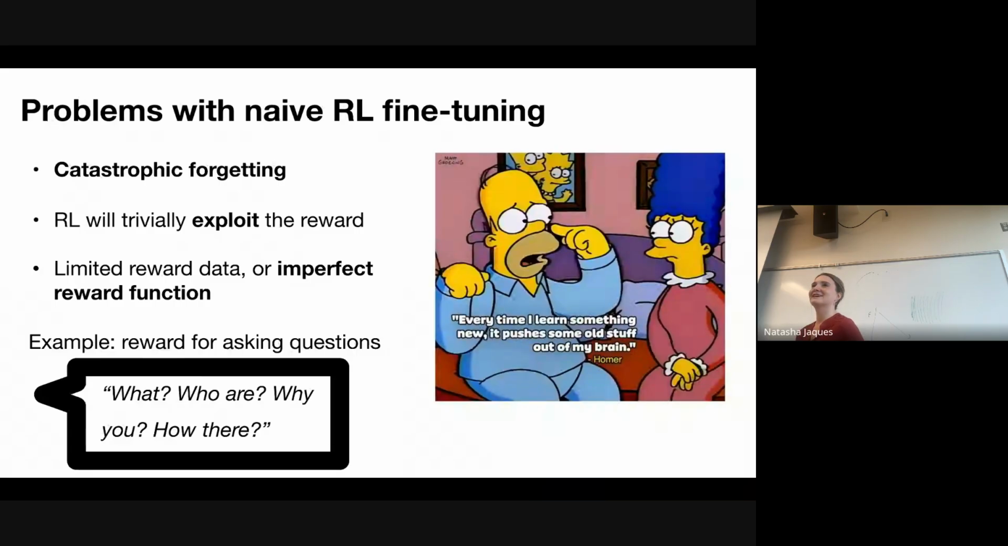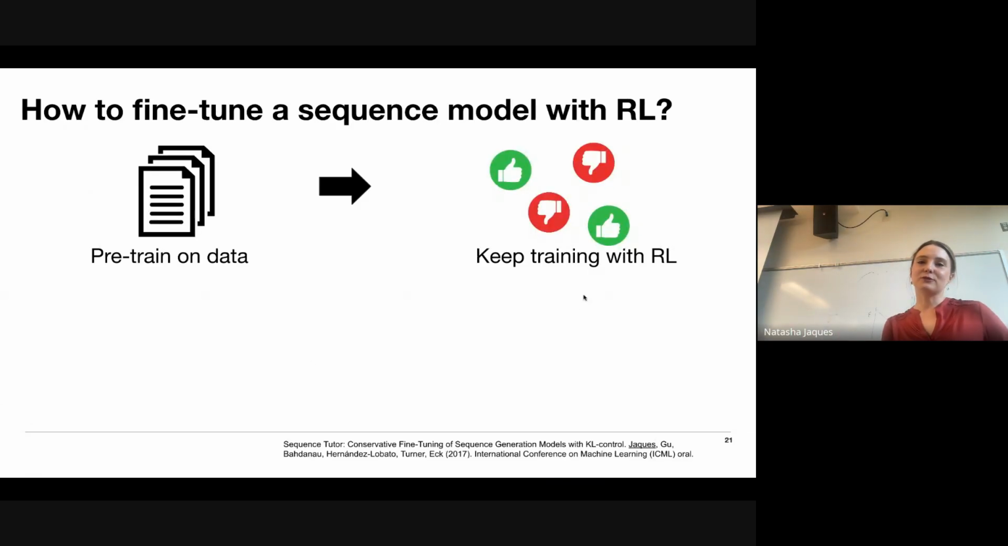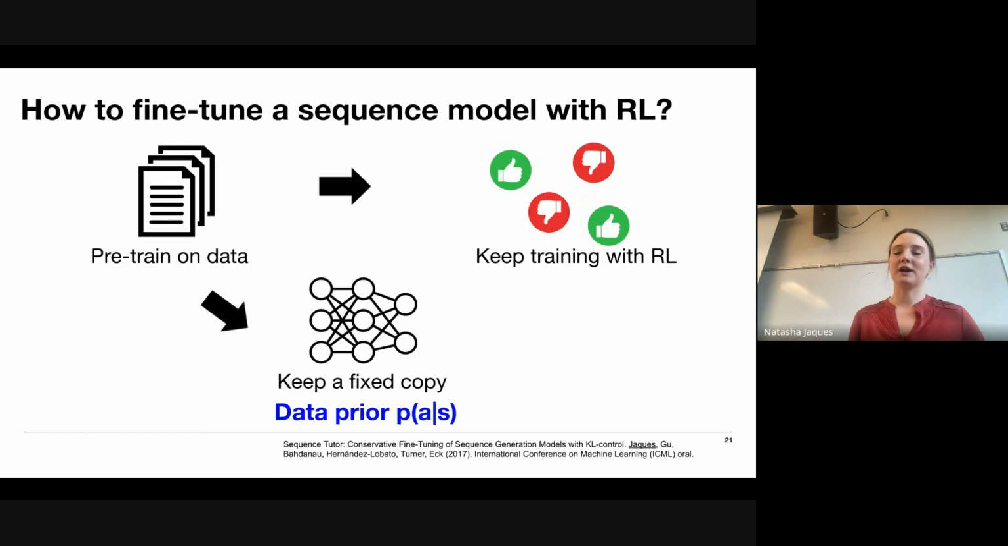Silence, good guess. Actually, infinitely repeated middle C. So, dang. Okay, so how do you fine tune a sequence model with RL? The idea that I came up with at the time was not only pre-train on data and keep training with RL, but keep around a fixed copy of your data model. I'm going to call that a data prior.